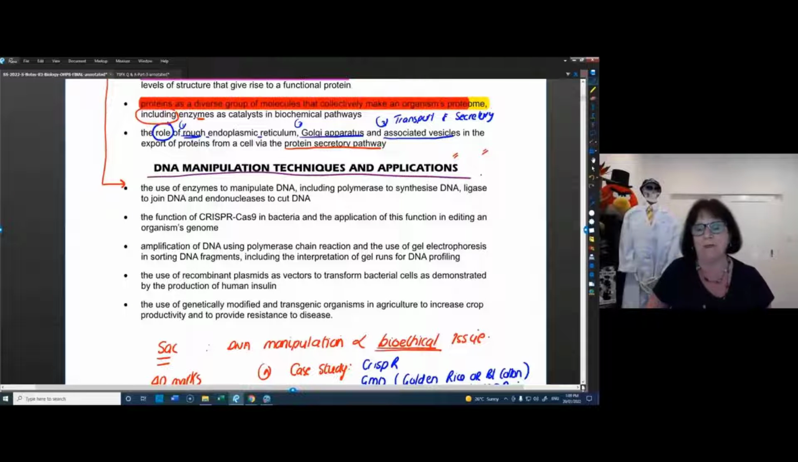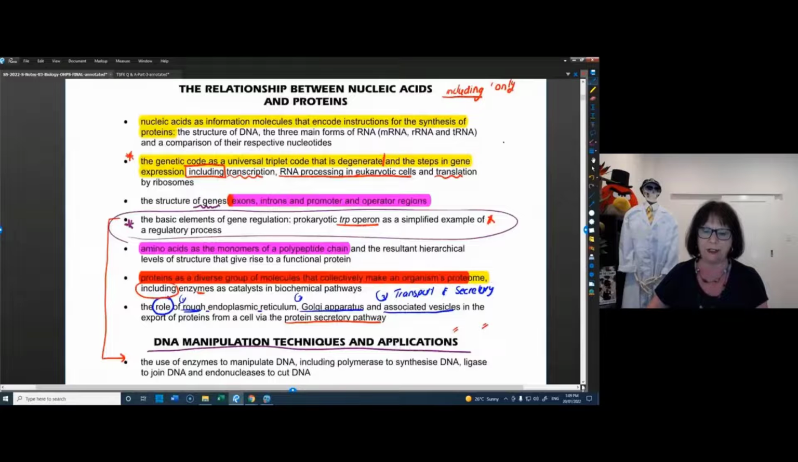If we have time, we then might click into Area of Study 2, the second area of study, but I don't want to rush this, because when you get to school, these 2 important parts about the relationship between proteins and nucleic acids and DNA manipulation, they're going to be the key focus that your teachers will be giving to you in term 1.